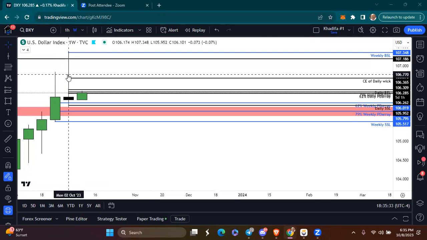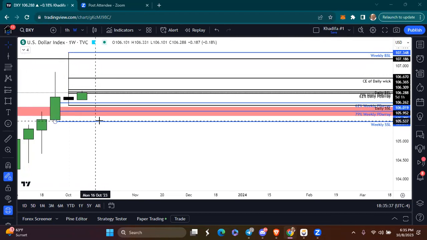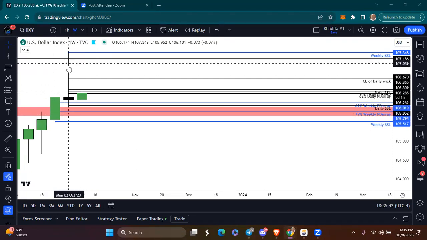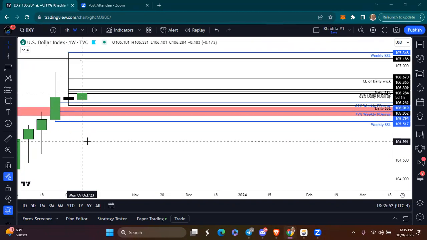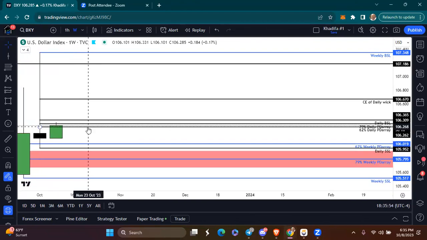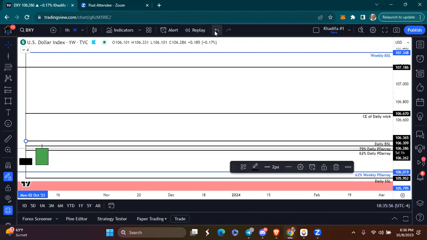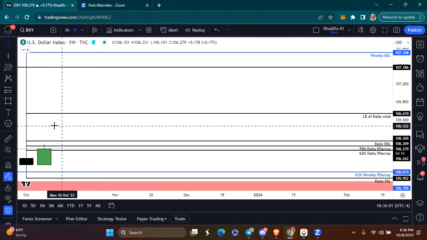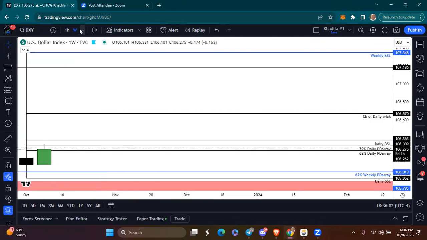Where I changed the weekly buy side liquidity from weeks before last to last week, right? Just because that PD array was ran, and we didn't have the 79 or the weekly sell side liquidity PD arrays ran, only the 62%, right? So here's what I'm expecting out of price to open up the week. If you notice, we opened up at 6 o'clock bullish, right?